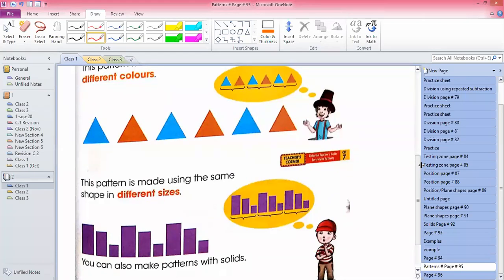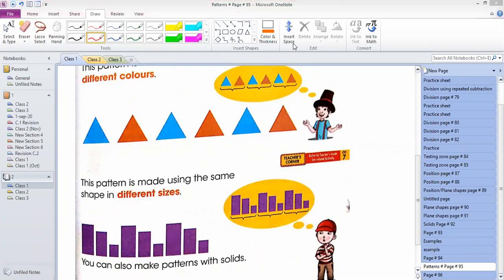And the third pattern which we started learning yesterday was about different sizes. You can see, guys, they all are rectangles, but their sizes are different. One is big, then smaller, then smallest; big, smaller, smallest. So if I ask you after smaller which size will come, you will say smallest. After smallest, which size will come? You will say, sir, it will be bigger.